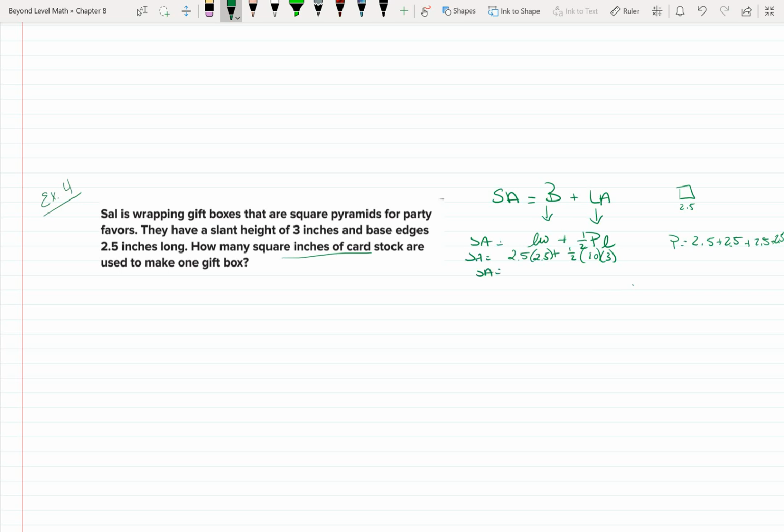Alrighty, and 2.5 times 2.5, we get 6.25. 1/2 times 10 is 5. 5 times 3 is 15. 15 plus 6.25 gives us a surface area of 21.25 inches squared. Alrighty, so that is our last example.